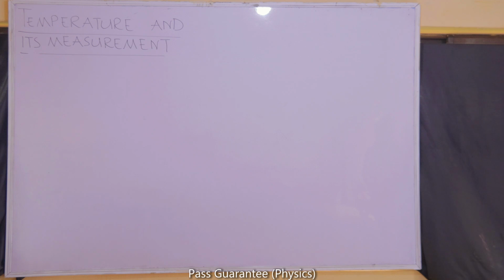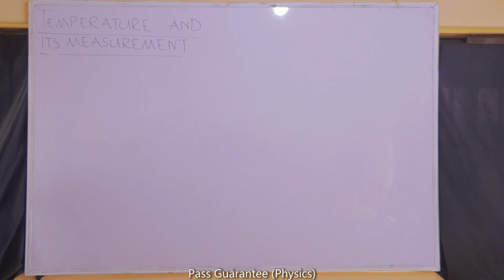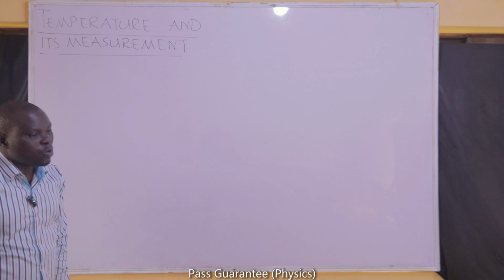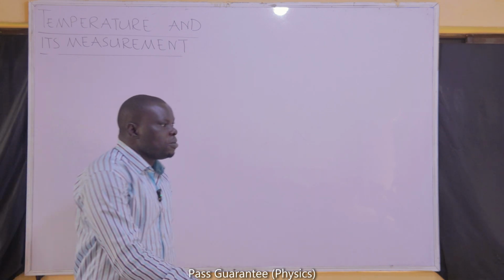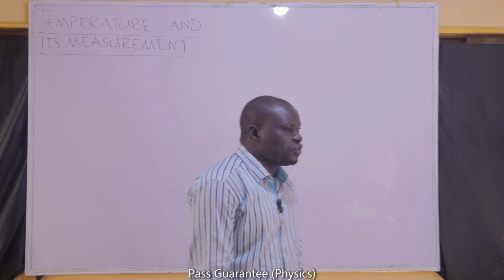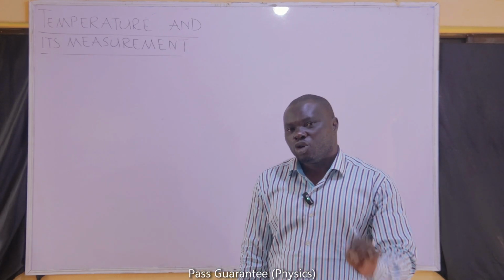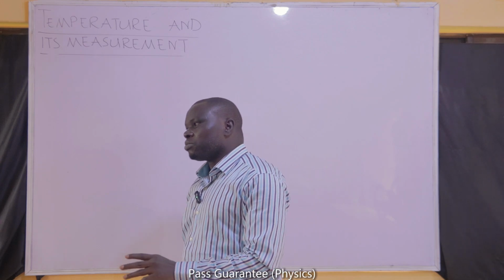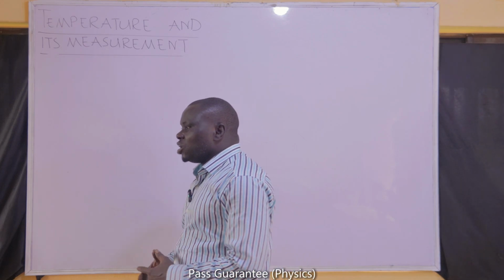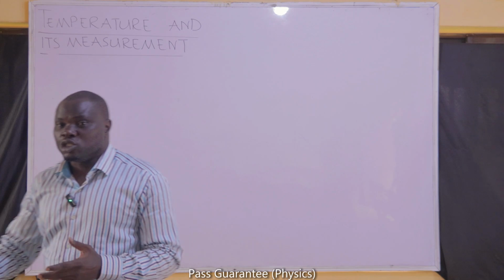Question 1. We are asked to state 4 properties of a liquid which makes it suitable for a thermometer to be used in a school laboratory, and explain why each property is desirable. Number 1 is that the liquid must expand uniformly with temperature. Any liquid that does not expand uniformly with temperature cannot be used in a thermometer.